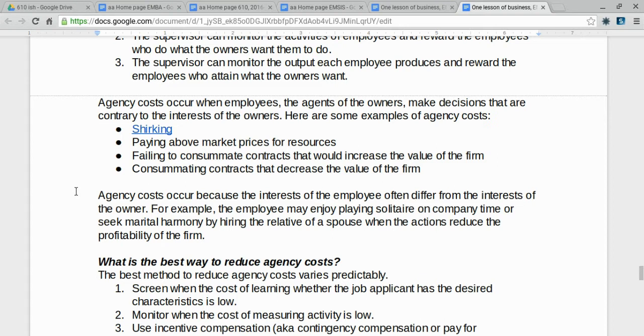Agency costs occur because the interests of the employee often differ from the interest of the owner. For example, the employee may enjoy playing solitaire on company time or seek marital harmony by hiring the relative of a spouse when both those actions reduce the profitability of the firm.